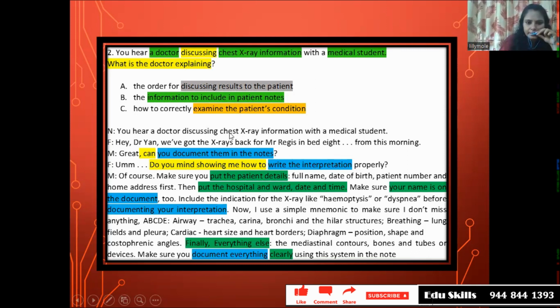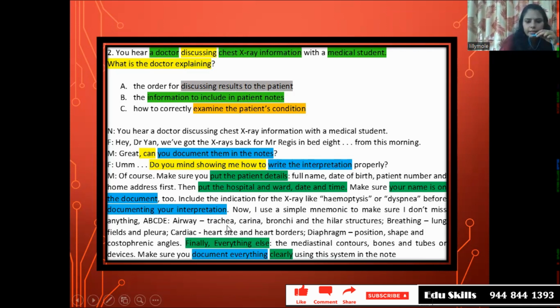Then he is telling that make sure you put the patient details. Patient details in the patient notes: full name, date of birth, patient number and home address first. Then put the hospital and ward, date and time. Then make sure your name is on the document too. Include the indication for the X-ray like hemoptysis or dyspnea before documenting your interpretation. Now I use a simple mnemonic to make sure I don't miss anything. That is ABCDE. He is giving some idea how to document it.